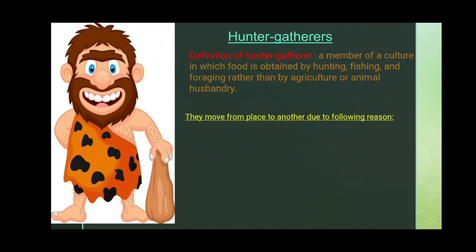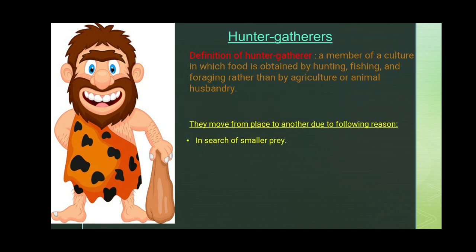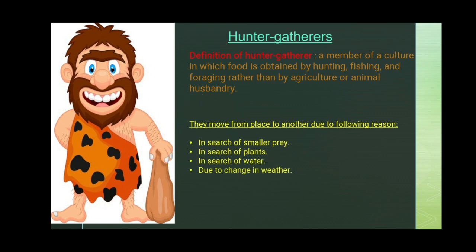What do we mean by hunter gatherers? First of all, we are going to see the definition of hunter gatherer: a member of a culture in which food is obtained by hunting, fishing, foraging rather than by agriculture or animal husbandry. At that time, hunting and gathering was the utmost thing done by the earliest people. They used to hunt animals and gather fruit and whatever things they could, and they ate them for their survival.